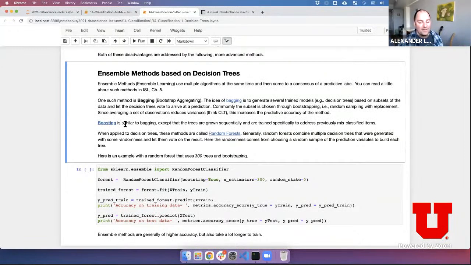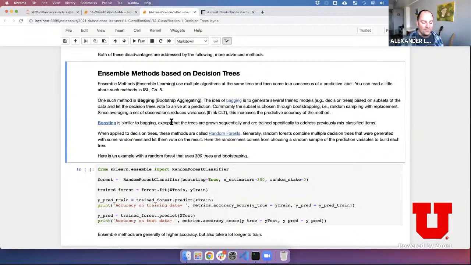Random forests combine multiple decision trees with some randomness and then let them vote on the result. A random forest used to be kind of the state-of-the-art technique from about the time when I did my PhD. So in 2012, lots of computer vision happened with random forests. Now this has been replaced mostly by neural networks, but they used to be a very reliable method.